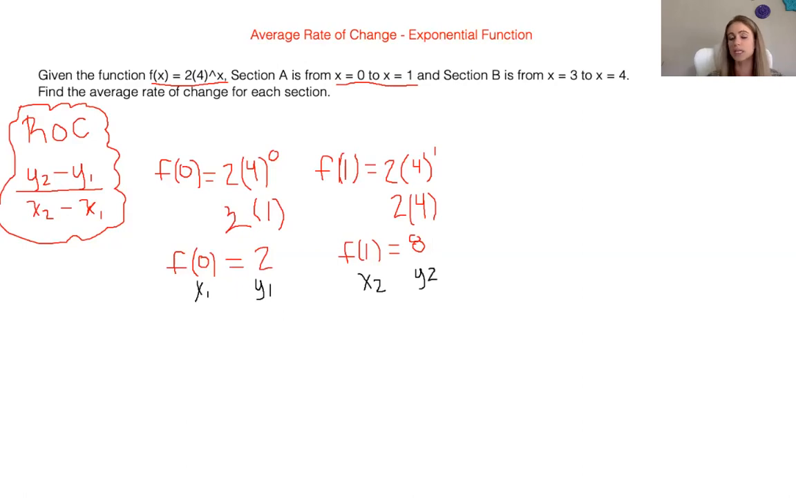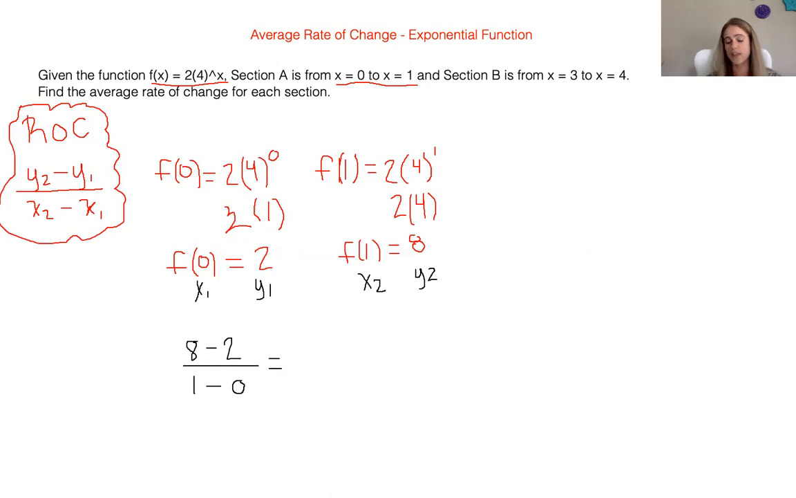Now that it's labeled, we can substitute that into our formula. So y2 minus y1. For section A, my y2 is 8 minus my y1, which is 2. All of that is divided by x2 minus x1. So x2 is 1 minus our x1, which is 0.